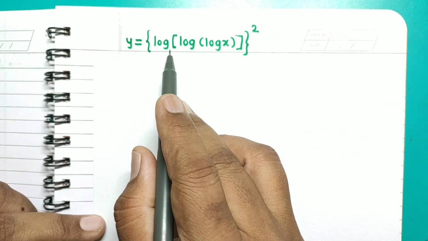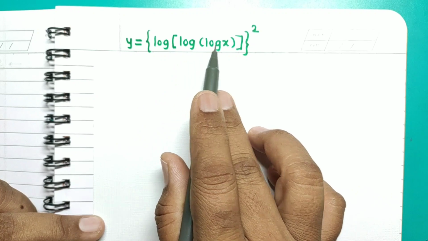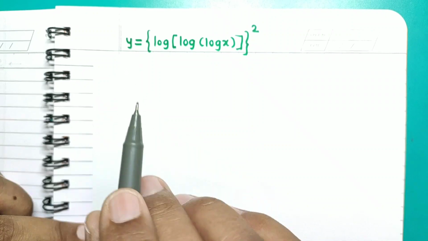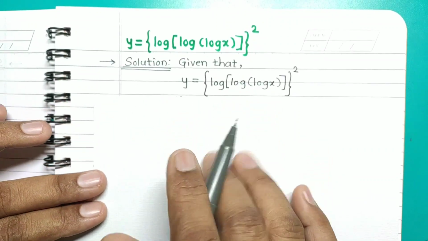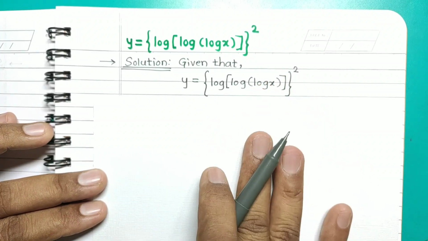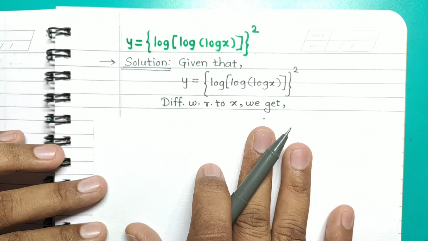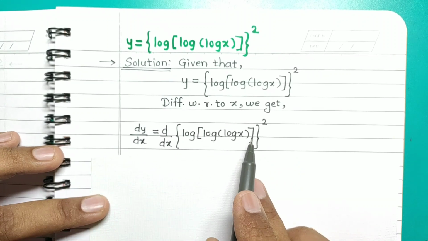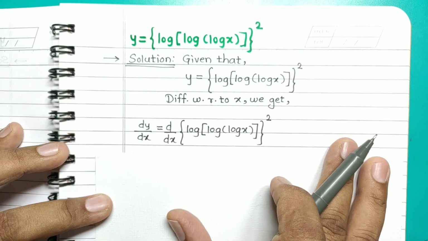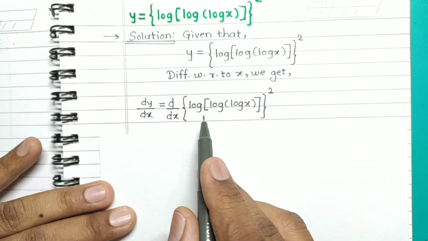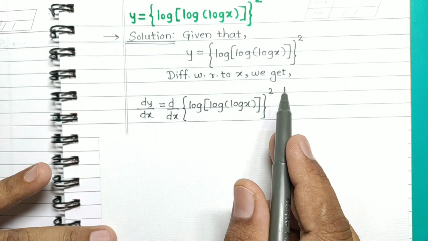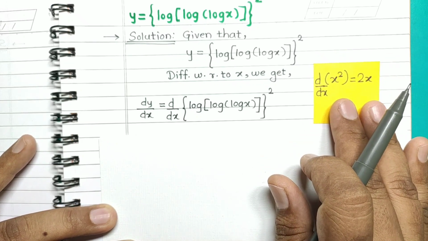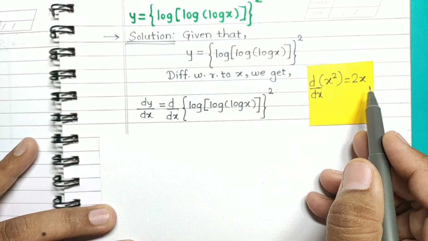Then the next given function is y is equal to log of log x bracket square. We have to find out dy by dx. So in the solution you write down the given function y is equal to this. Then differentiating with respect to x, we get dy by dx is equal to the derivative of log of log x bracket square. See here, we are going to treat this function as something square, and we have the derivative for x square. Derivative of x square is 2x.